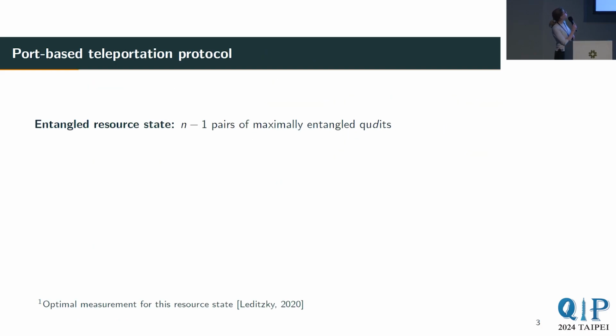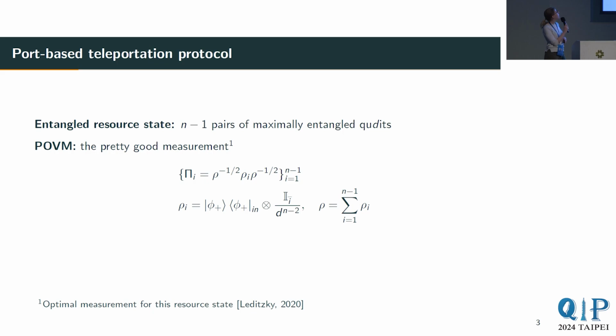Okay, so we focus on the port-based teleportation protocol where the entangled resource state is n-1 pairs of maximally entangled qubits, and the POVM is the pretty good measurement to distinguish these states rho_i, which are the maximally entangled state between Alice's ith and nth port, and the maximally mixed state on all of the other ports. And these pi_i are the measurement operators. For this choice of the resource state, the pretty good measurement is the optimal measurement. However, unfortunately, it's a bit difficult to implement because of the matrix power on the port-based teleportation operator rho.